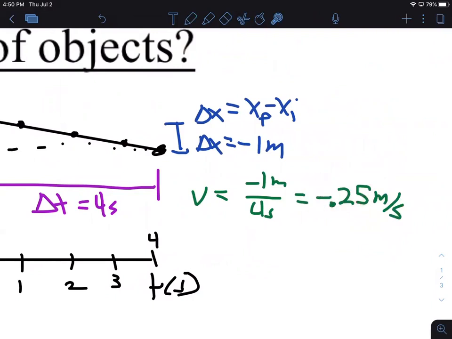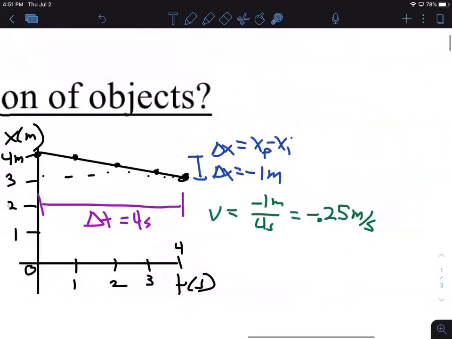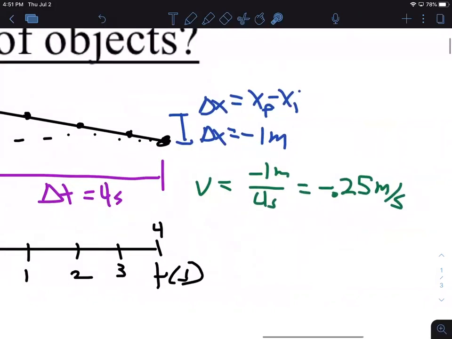My direction is to the left in the negative direction. So my velocity has both the magnitude 0.25 and the direction negative, because that's all that negative or positive mean when we're dealing with kinematics, when we're dealing with motion. They just mean a direction. So negative versus positive, neither one's better or worse than the other. It just means which way you're going.